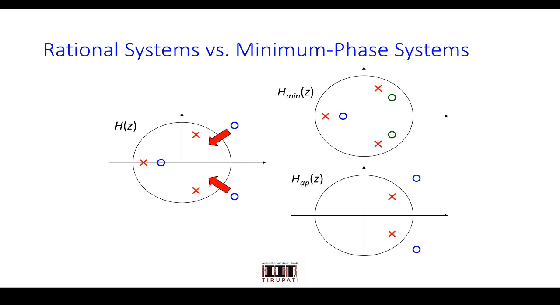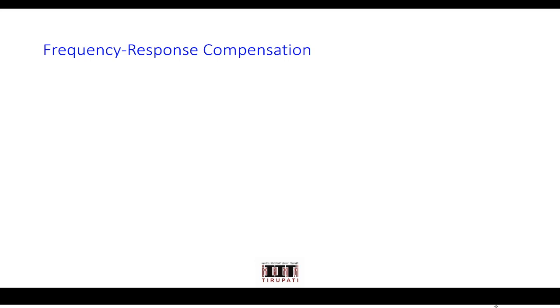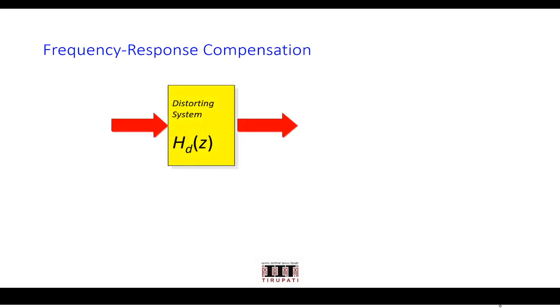So when we are trying to represent it as a multiplication of H min of z and H ap of z, we should have poles at that point, so that both the poles and the additional zeros that we have considered would cancel out. That's the basic idea for converting any rational system into a multiplication of a minimum phase system and an all pass system, right? So then why is it useful?